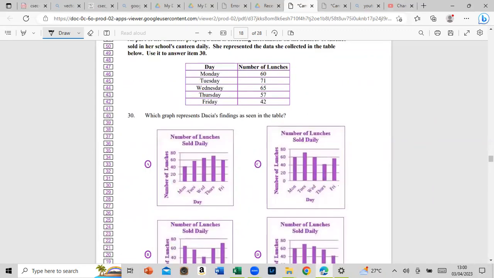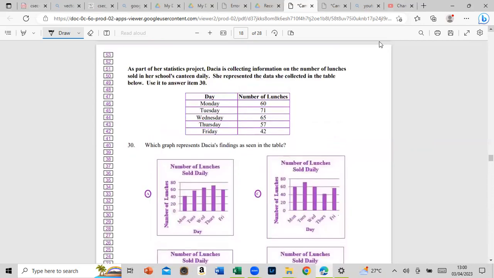This will be the final one for this segment. As part of her statistics project, Dacia is collecting information on the number of lunches sold in her school's canteen daily. She represented the data she collected in the table below. Use it to answer item 30. So Monday 60, Tuesday 71, Wednesday 65, Thursday 57, and that. So it says which graph represents Dacia's findings as shown below.